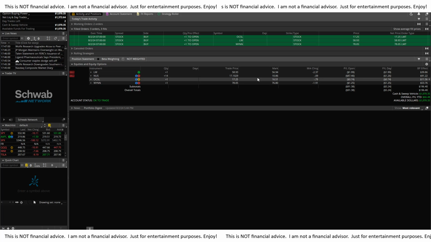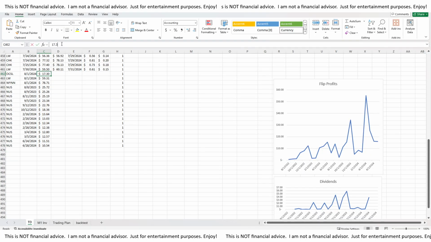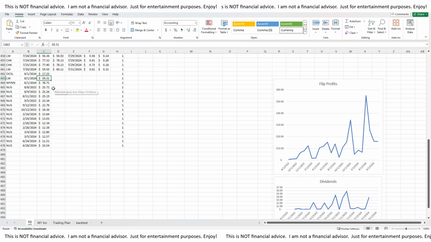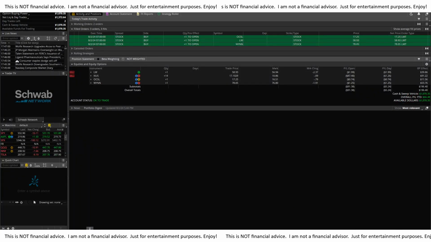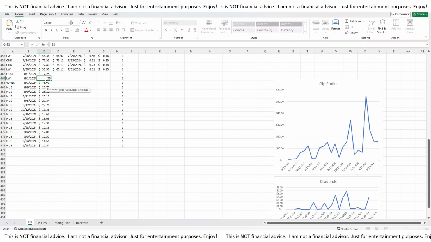So first things first, let's update the spreadsheet. OCSL at 17 and a quarter. We got 5 cents cheaper. Got a bargain. We'll take a bargain anytime these days. LW 58.93. Better make sure on that one. 58.93. Okay, it's a pretty good deal there too.